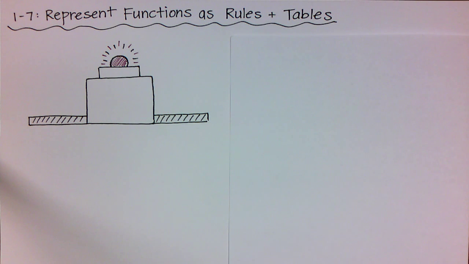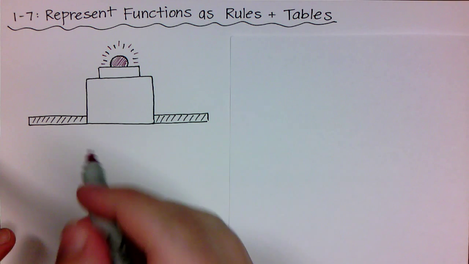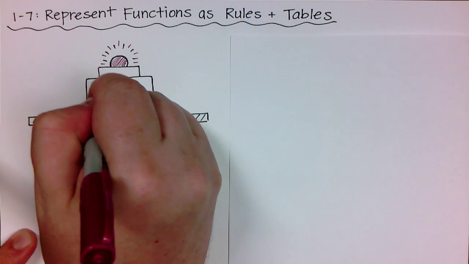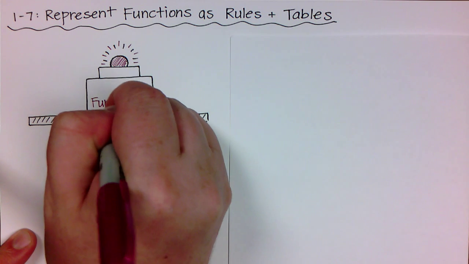Hello class, today we're going to be learning lesson 1-7 in our textbook. It's all about learning how to represent functions as rules and tables. So first let's talk about what a function is. I think what I want you to really think about is that a function is like a big machine. So we're going to say that this is the function machine.